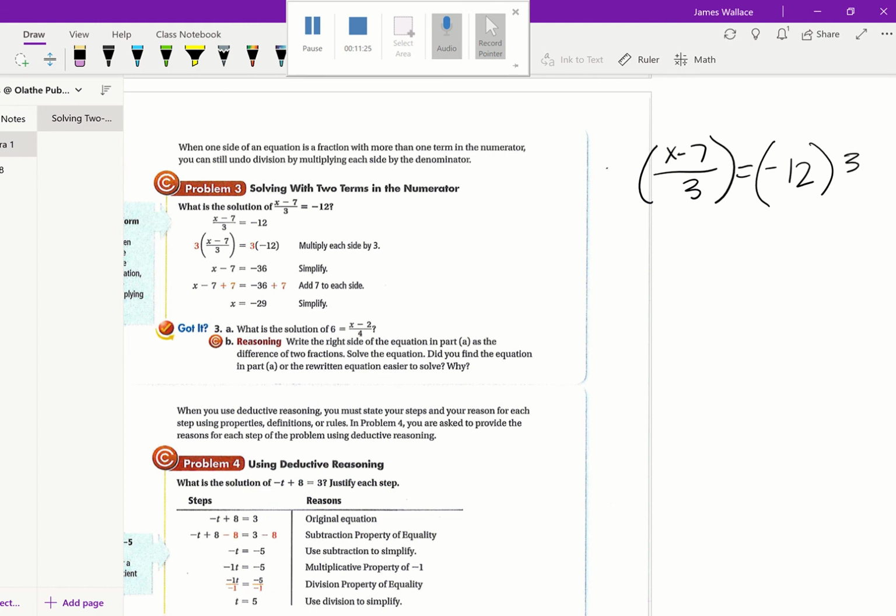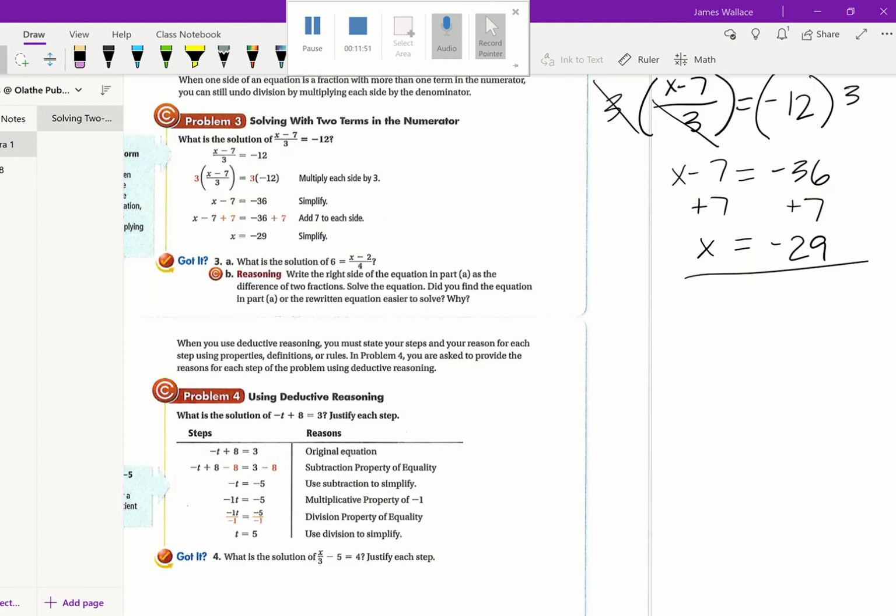Okay, so if you multiply this by 3, these two 3's are going to cancel. You're going to be left with x minus 7 on this side, and then the other side, negative 12 times 3 is going to be negative 36. Then you add your 7 for your inverse operation. x equals negative 36 plus 7 is negative 29. I had to think about that one for a second, but that's what it's going to be.